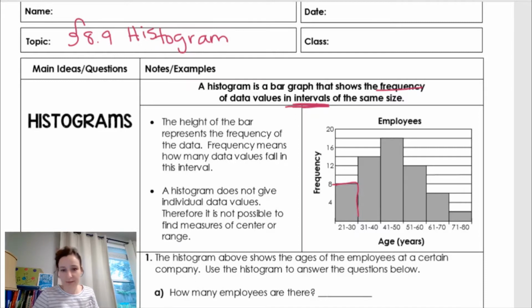So notice here that we have a histogram of employees. Those that are between the ages of 21 to 30, I have 8 employees. Then I can look at the next bar here, go up, and this many are between 31 and 40.